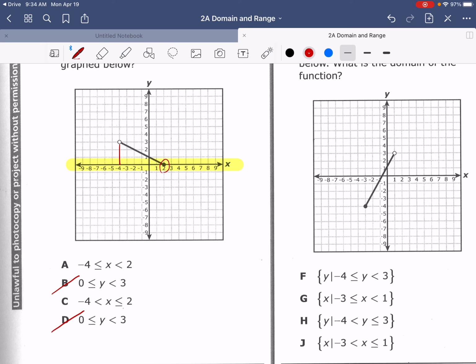We start from the left, which is -4. Now it's an open circle, so you're going to put an open circle here. And this one, we end at 2, and it's a closed circle like this. And as you can see, this is the only option that we have.